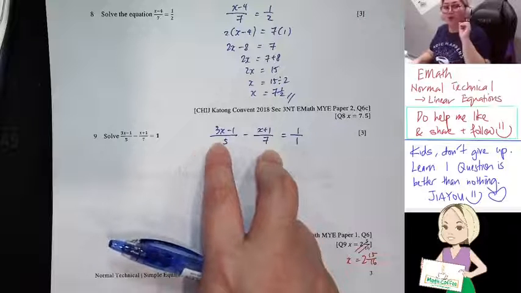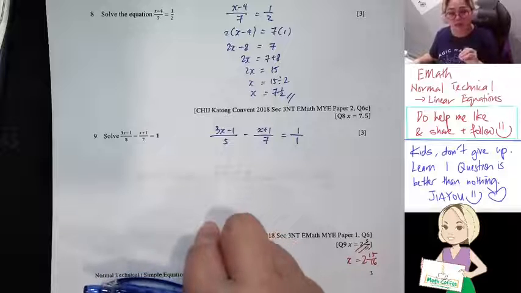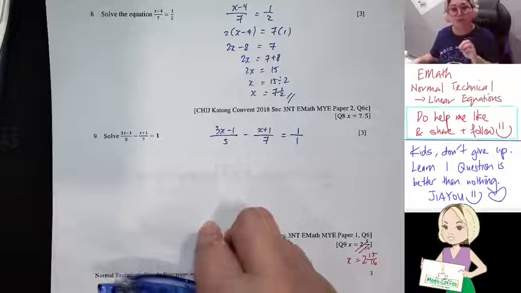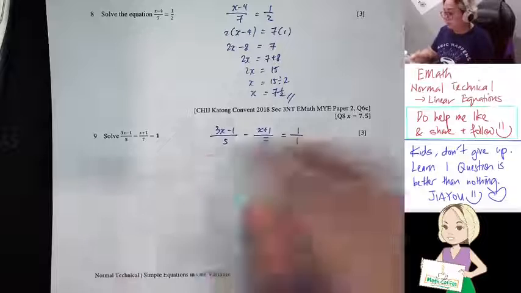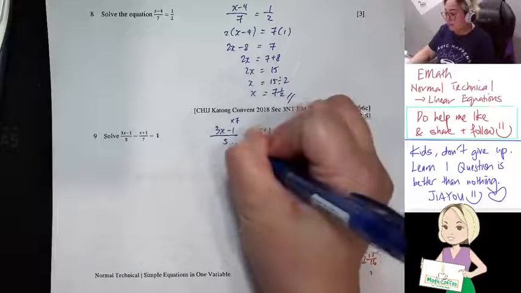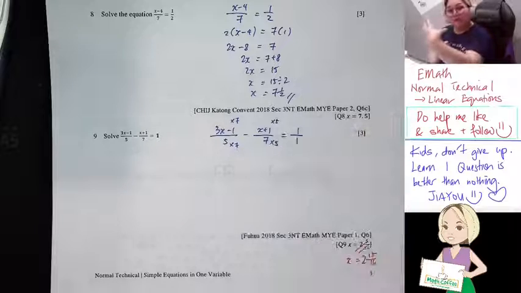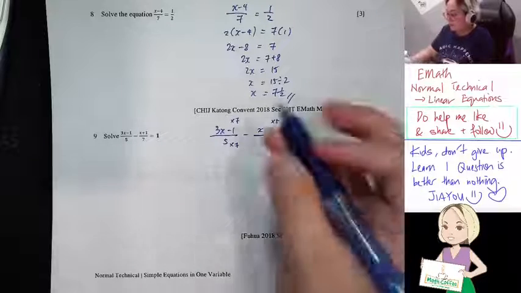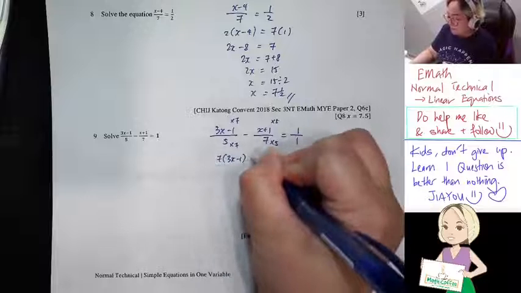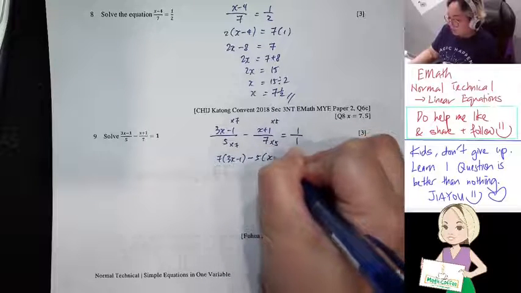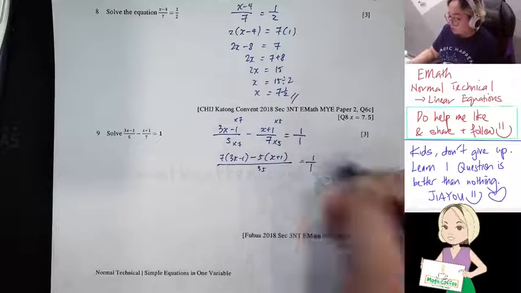To combine fractions into a single fraction, you need to make them the same denominator, so you need to find the LCM. For 5 and 7, the lowest common multiple is 35. So this side I must times 7 over 7, and the other I need to times 5 over 5. I need to focus on my left hand side to make it into a single fraction first. So we put 7 multiplied by 3x minus 1, minus 5 times x plus 1, the whole thing over 35, equals 1 over 1.